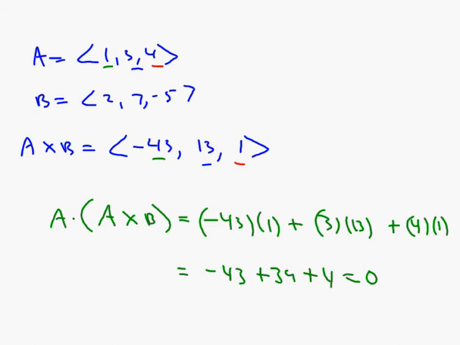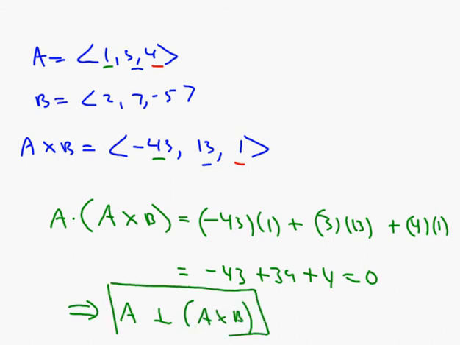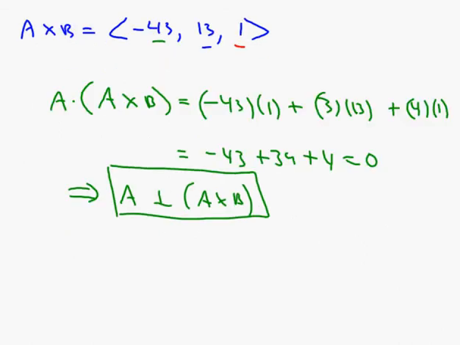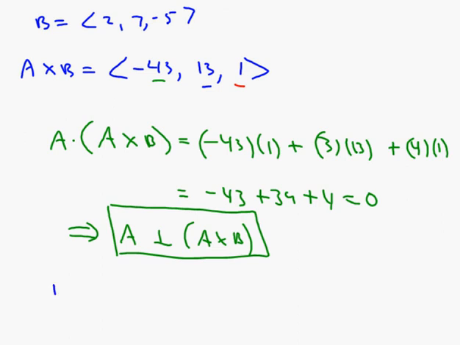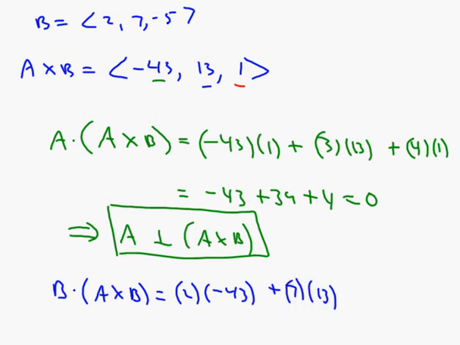So what do we know now? That tells us that A must be perpendicular to the cross product of A and B. That's sort of interesting. So now we have a sense of maybe how A cross B looks in relation to vector A. Let's also check the dot product between B and A cross B. See what happens there. Okay, so we're going to have 2 times negative 43, when I multiply the x components, plus 7 times 13, plus negative 5 times 1.